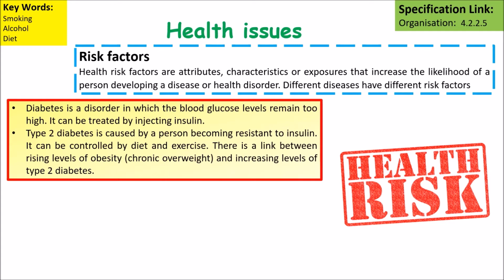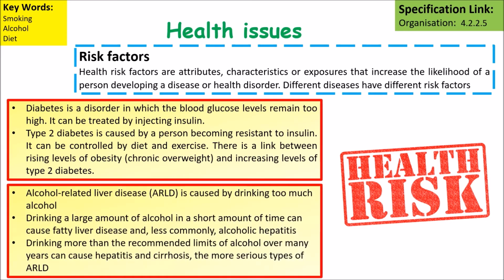Diabetes is a disorder in which blood glucose levels remain too high. However, it can be treated by injecting insulin. So type 2 diabetes is caused by a person becoming resistant to insulin. It can be controlled by diet and exercise. So there is a link between rising levels of obesity and an increase in levels of type 2 diabetes.